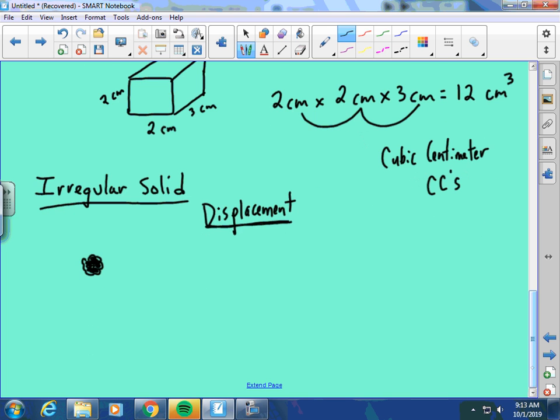For us, first of all, it's got to be kind of a small object, because what we're going to be doing is we're going to be putting it in a graduated cylinder. So what I do is I take a graduated cylinder, try to make this easy here. Let's say this is by tens.